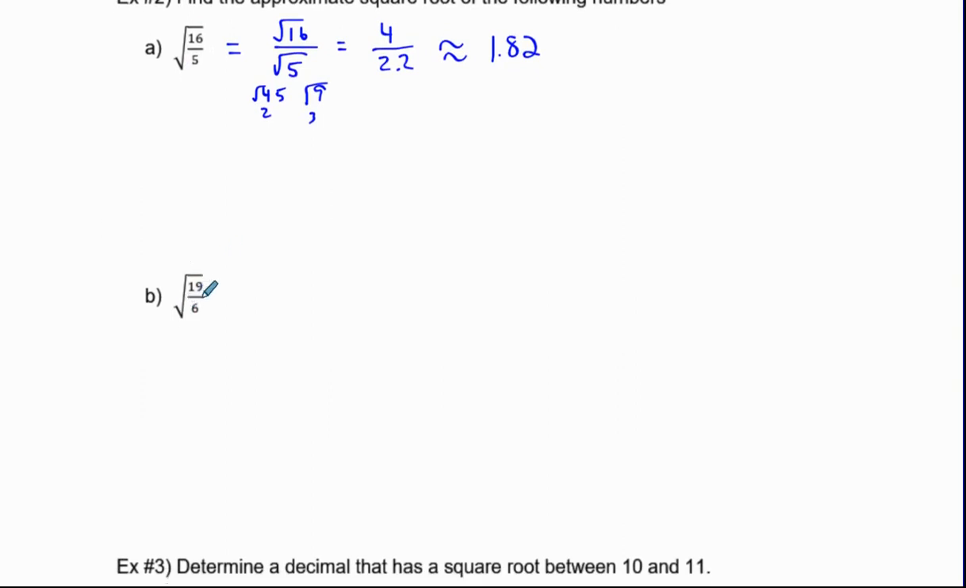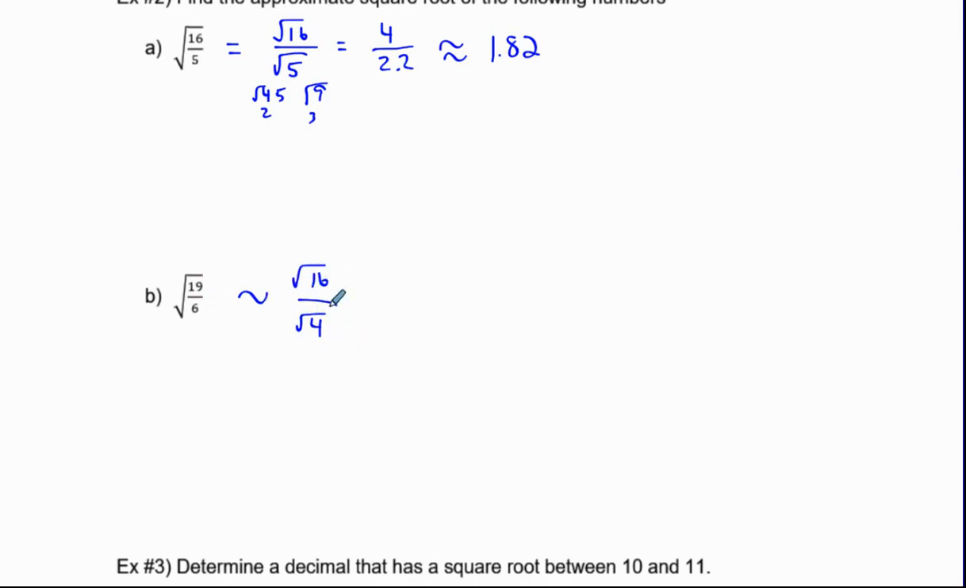Okay, same thing for b. So the square root of 19 over 6. Now, neither of these are perfect squares. So what I can do is think about what perfect squares they are close to. For this one, 19 is close-ish to 16, so this is going to be like around root 16 instead of 19. And 6 is really close to 4. So you'll notice I'm going kind of down with both of these, so my fraction should remain somewhat equal.